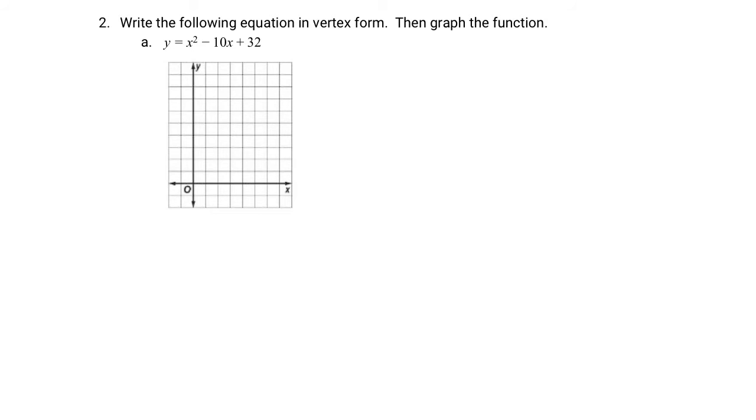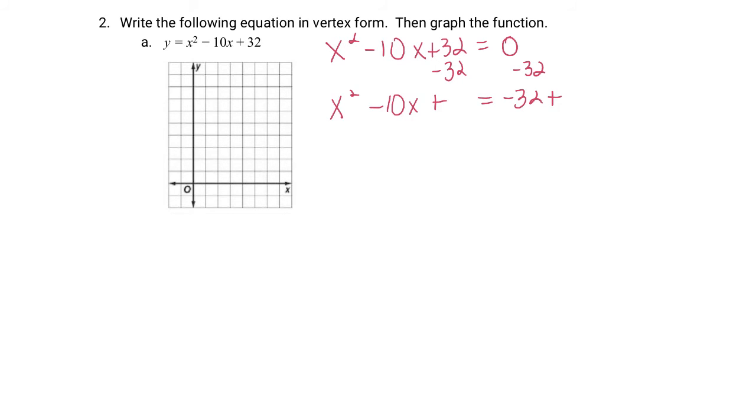We're going to write it in vertex form. I'm going to flip it around. X squared minus 10x plus 32, and I'm going to make y 0. Now, I want the constant on the other side, so I'm going to subtract that. And I get x squared minus 10x plus a something equals negative 32 plus a something. Let's find out what the something is. Negative 10, which is b, over 2, is negative 5, squared is 25. That's what goes in the blank.